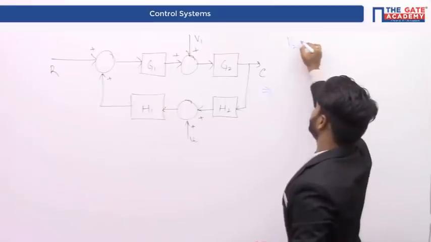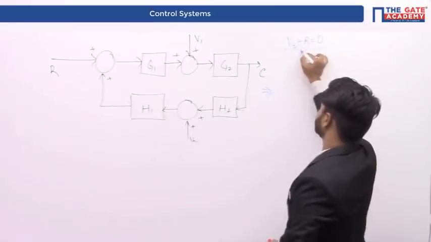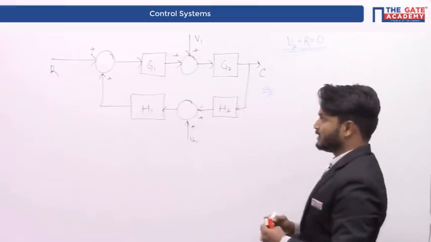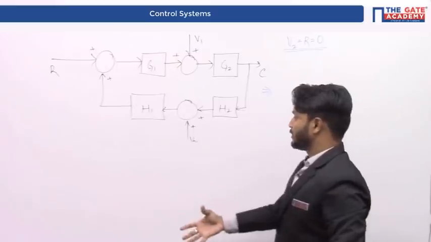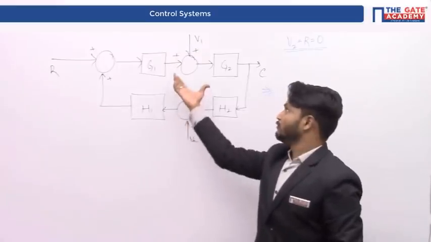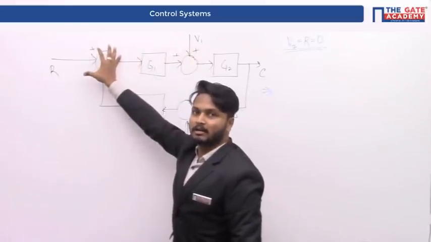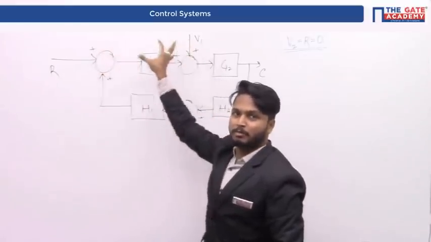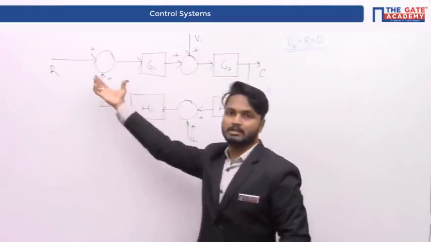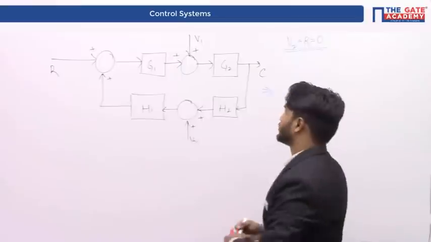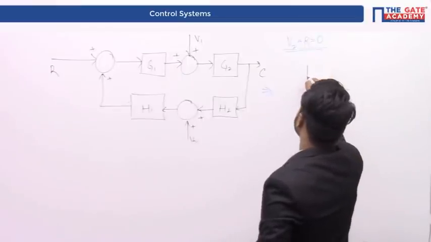So V2 is equal to R is equal to 0. In this case, the system is going to be somewhat like this. In the previous case, we nullified V1, then this summing point, and we nullified R, then this summing point. Both the summing points vanished. Whereas in this case, this summing point as well as this summing point is going to be vanished. So the system would turn something like this.